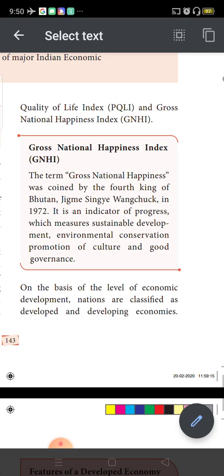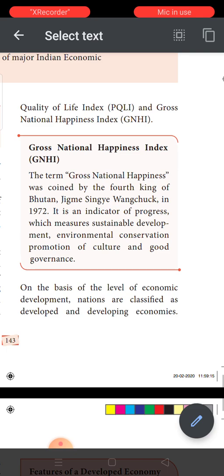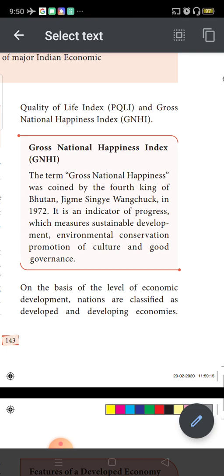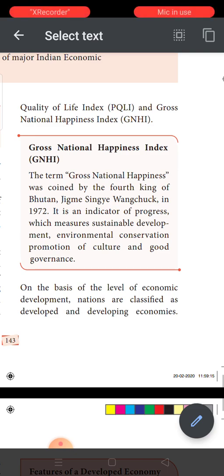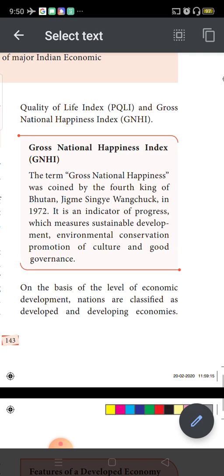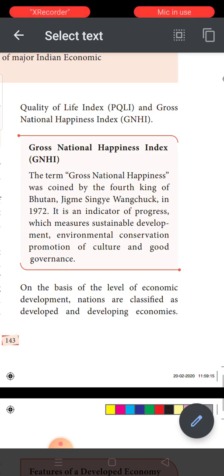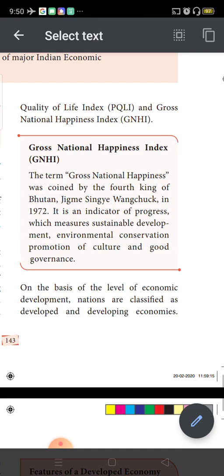This is an indicator which shows the progress of a country. This progress measures sustainable development. Sustainable development means a gradual growth. You don't have to grow very fast and then show a very big fall also. That is not called sustainable development. The country has to gradually grow from the first level to the second level. This gradual growth you call sustainable development. Apart from that, environmental conservation. You have to grow not by spoiling or degrading your environment. The protection of the environment also should be there.